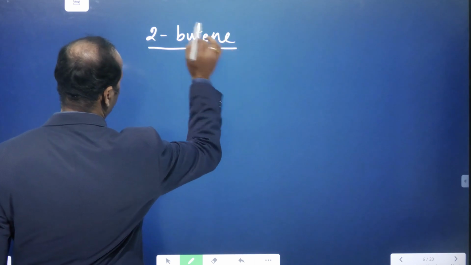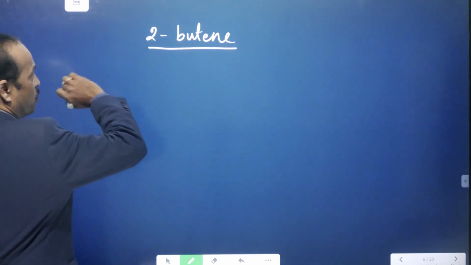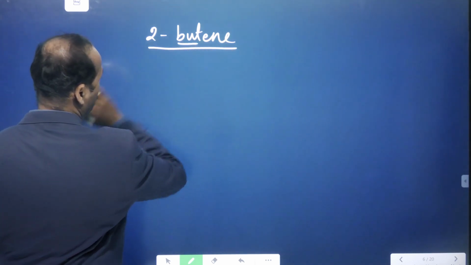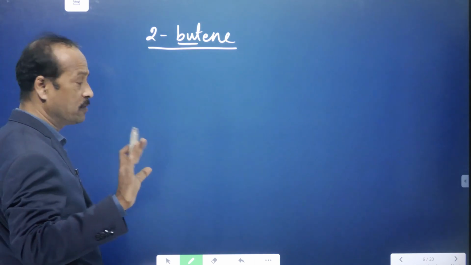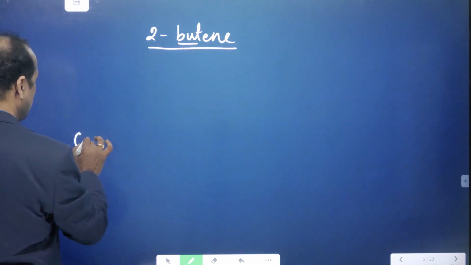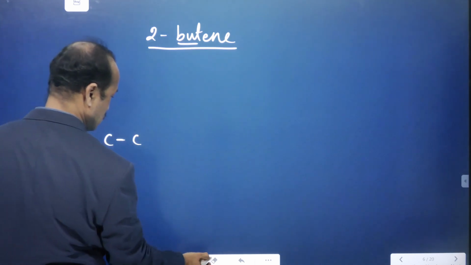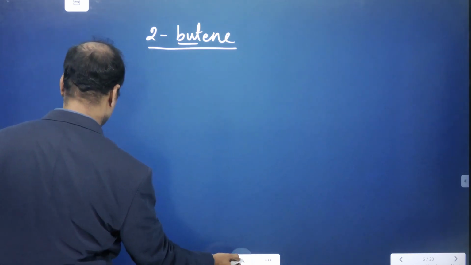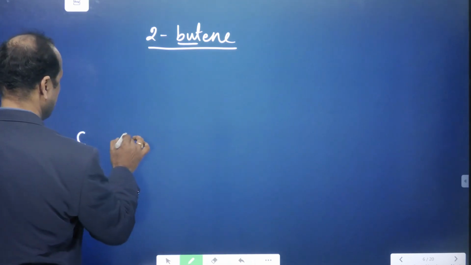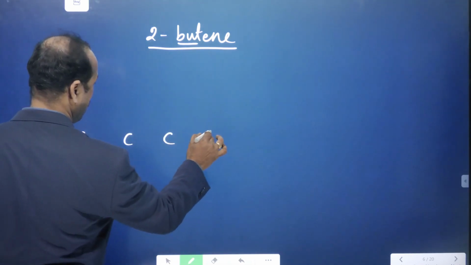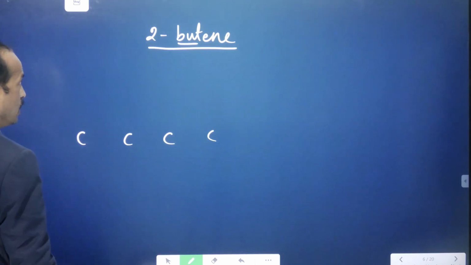Everyone, try. Okay. First, how to write it: take the root word, but. But means how many carbons? 4 carbons. So 1, 2, 3, 4. Okay, but.